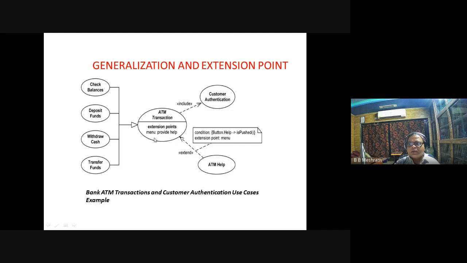Now here customer authentication is the use case. So it is include use case because whenever you will do the ATM transaction, you must execute the customer authentication use case.